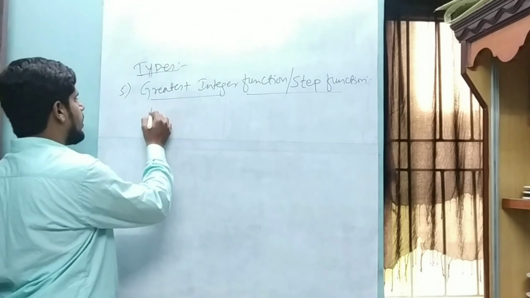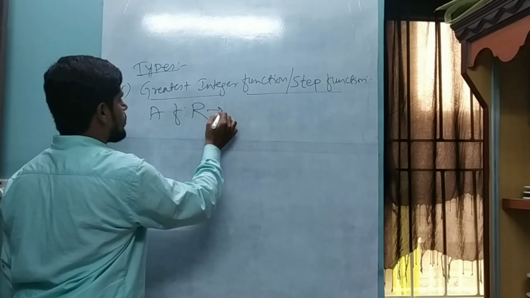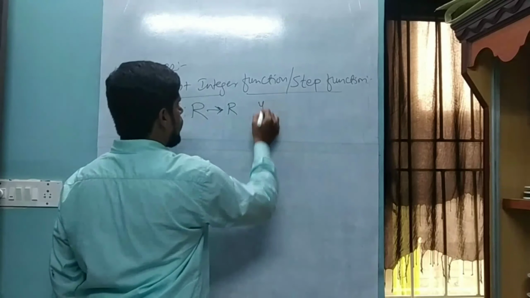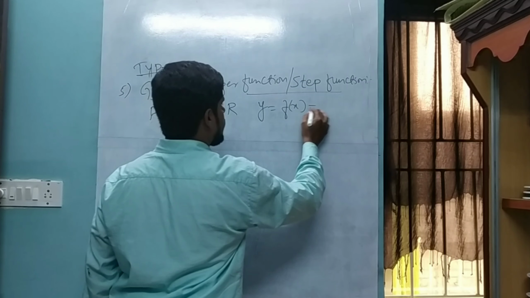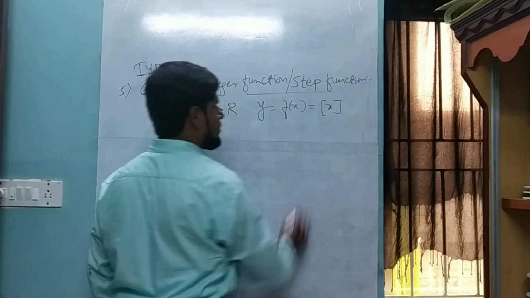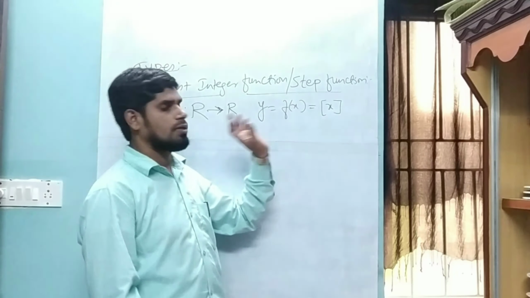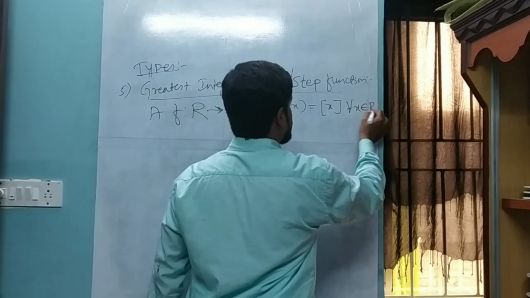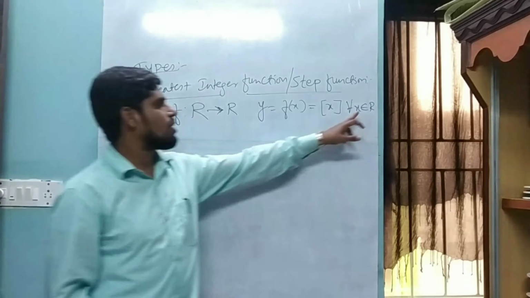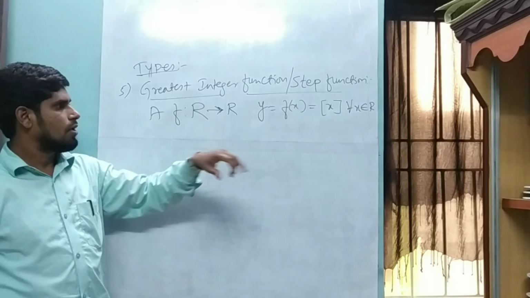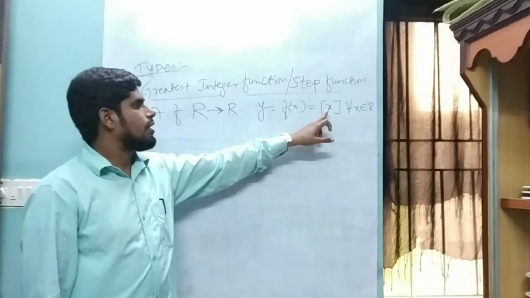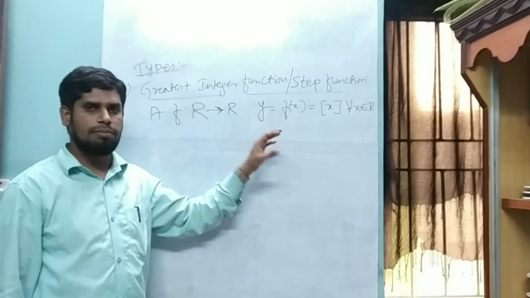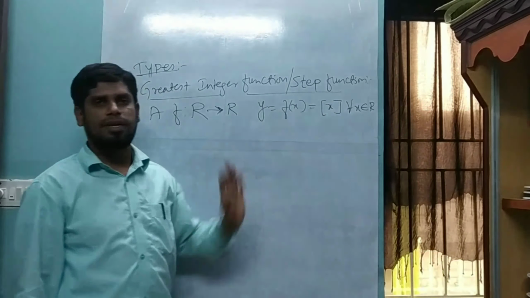Its definition is a function f from R to R, defined by y is equal to f of x, and that should be equal to [x], the closed bracket x, for all x belonging to R. In all these functions, x always belongs to the real numbers. Greatest integer function means any number you write in a closed bracket, just one number, it can be a decimal, it can be a direct number, then it is called the greatest integer function.